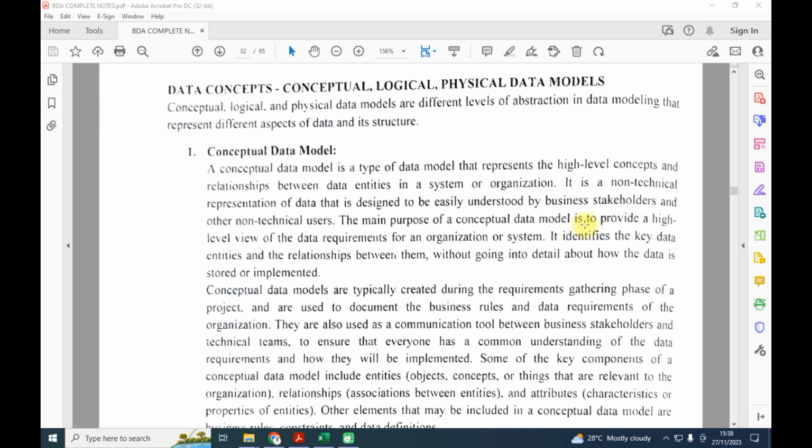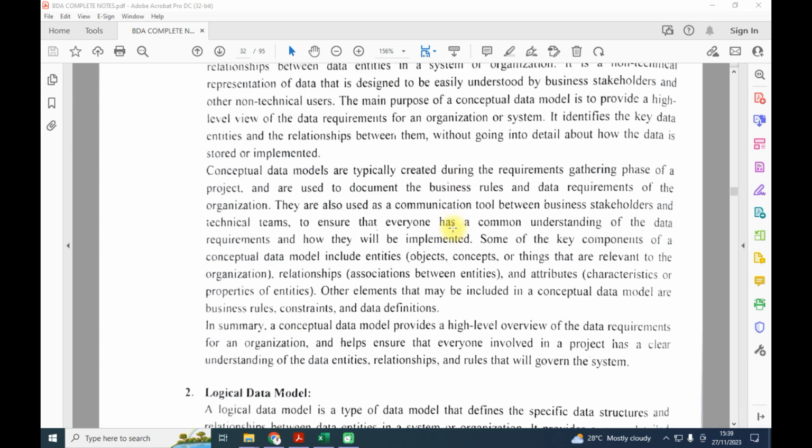The main purpose of the model is to provide a high level view of data requirements. So which particular data do we require when we are modeling our system for an organization? It will identify the key entities and the relationships between them. The key entities within the organization, those are the ones that we are identifying. If it is the departments, or the major products we are selling, those can be the entities, and how they relate to one another, because relationship is key here. So that is a conceptual model.